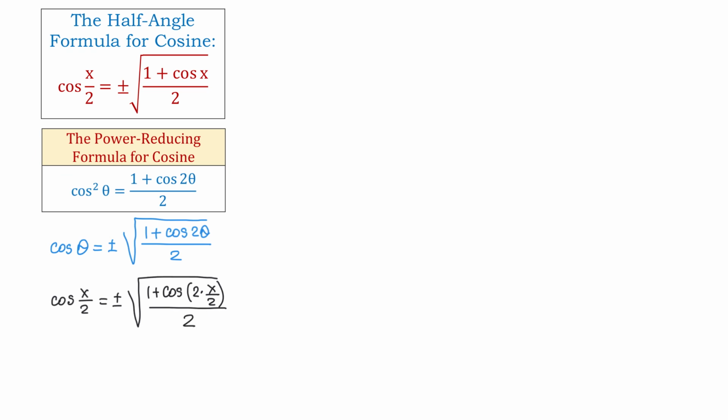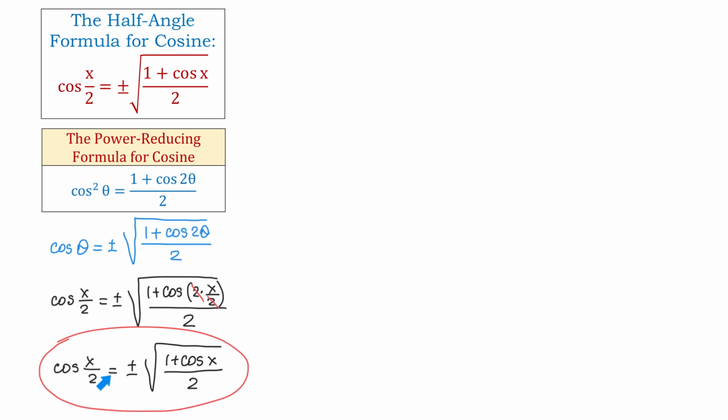Then under cosine, 2 and 2 will cancel and we will have cosine of x over 2 equals plus or minus square root of 1 plus cosine of x all over 2. And this is the half-angle formula we have above. And just like before, depending on the quadrant in which x over 2 lies, this expression will have either a positive or a negative sign in front, but not both.